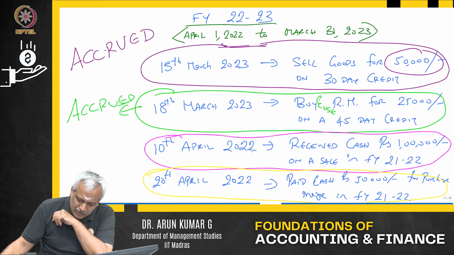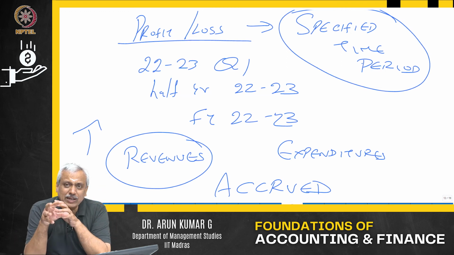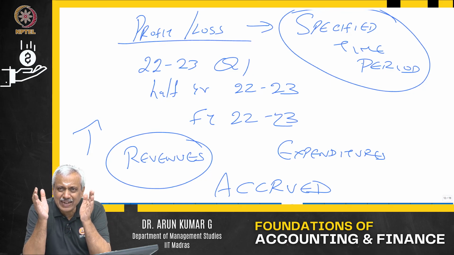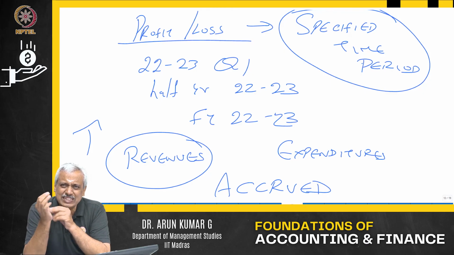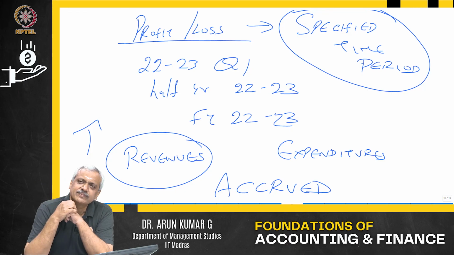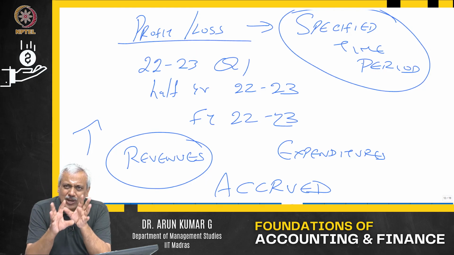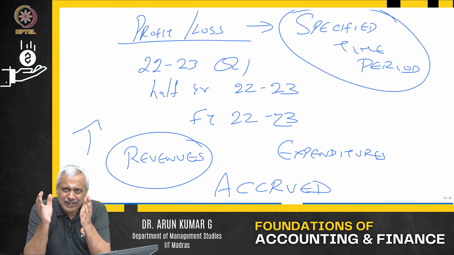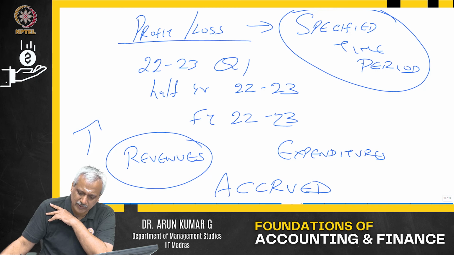Then we talked about the next aspect: with what frequency do you prepare an income and expenditure statement, and what is the specified time period. As I said in the last class, the income and expenditure of the profit and loss account is for a specified time period. So, it basically takes into account all the accrued revenue and accrued expenditure for that specified period. That is what we talked about, accrual concept, in the last class.